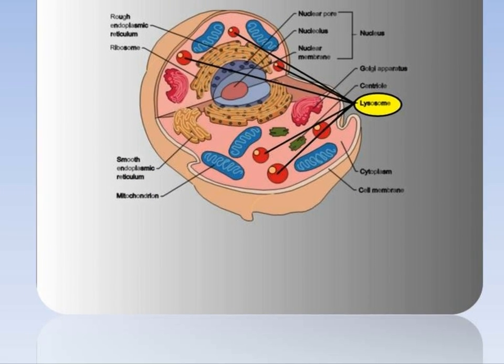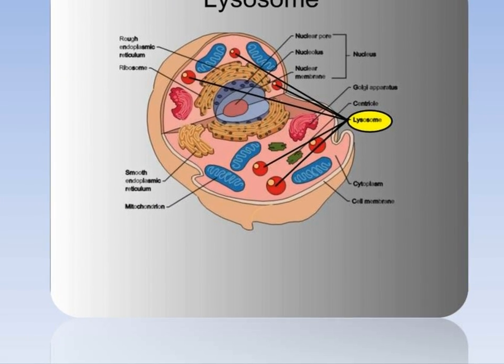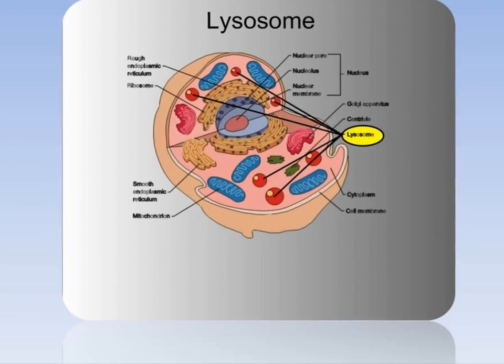Lysosomes are small round structures that contain chemicals that the cell uses to break down different materials found within the cell.